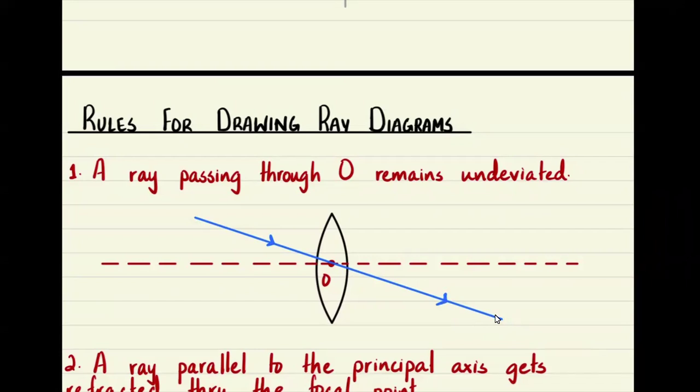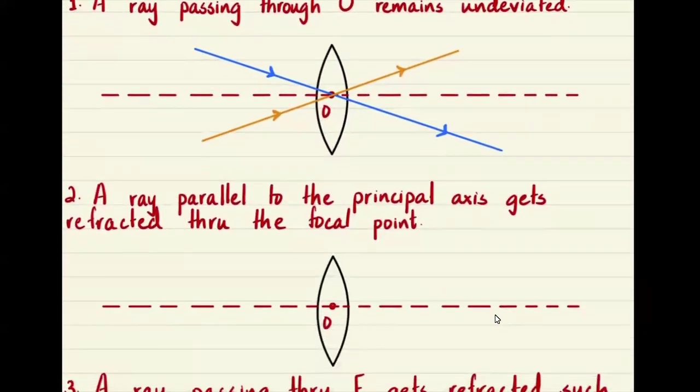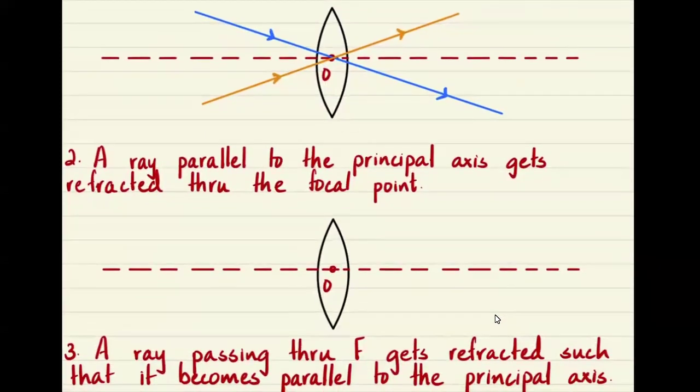In reality, we know that it would be bending slightly between these two boundaries, between here and here, but again, it just all evens out at the end of the day. Similarly, a ray like this, it also remains totally undeviated. This is the easiest rule, and this is something you should draw first whenever you have to make a ray diagram. The second rule, a ray parallel to the principal axis gets refracted through the focal point.